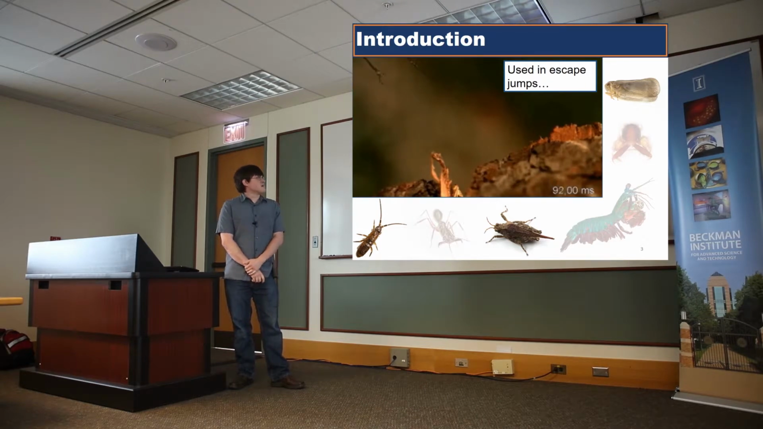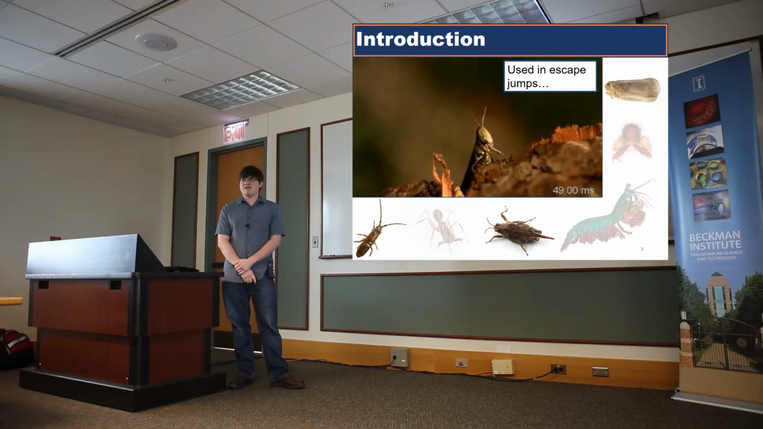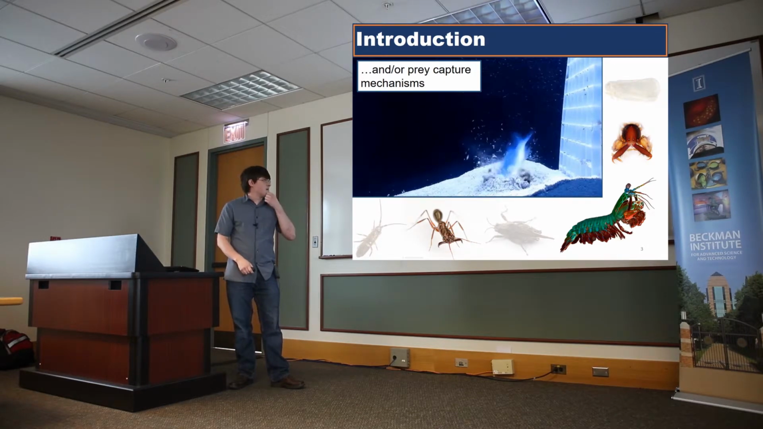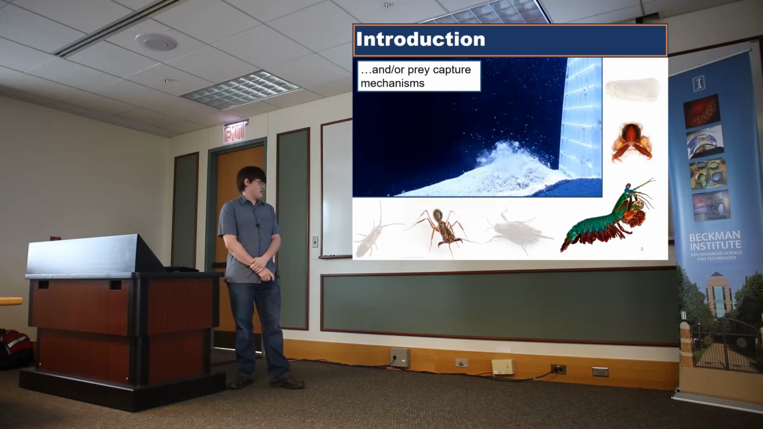Often they use these mechanisms as a means to escape predators, which is the case in things like this grasshopper, but also springtails and plant hoppers, or as a means to capture fast-moving or elusive prey if they're predators, which is the case in things like this mantis shrimp, but also trapjaw spiders and trapjaw ants.